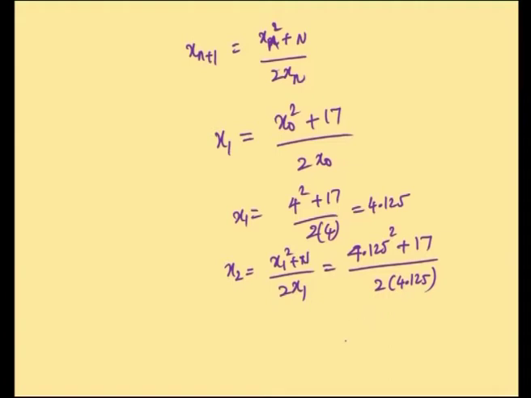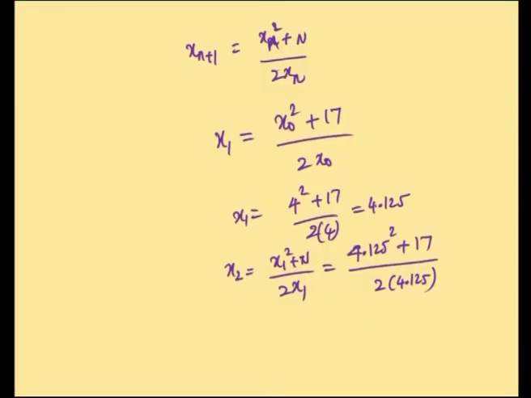Okay, you need not find out f of 4.125 or f dash of 4.125 etc. to substitute in Newton formula. You can directly take the iteration formula and do it, and this answer comes to be equal to 4.123. This is x2.